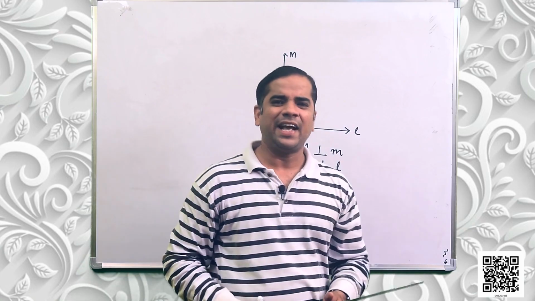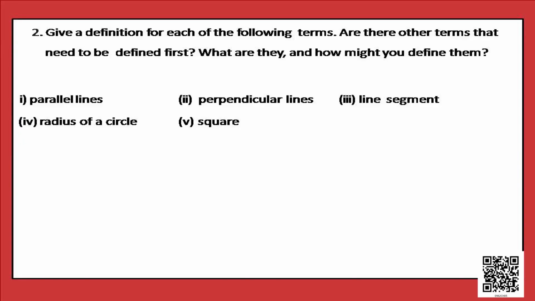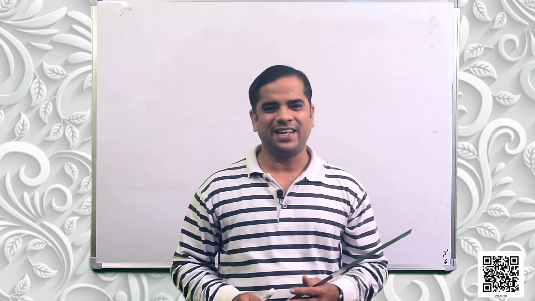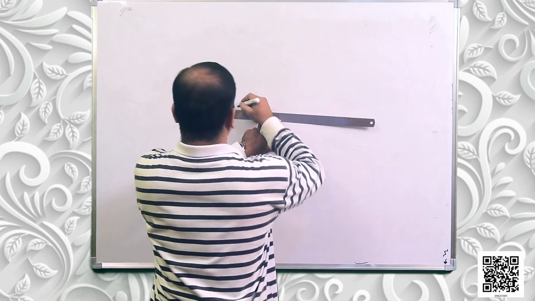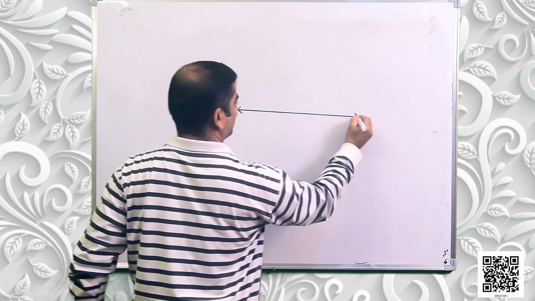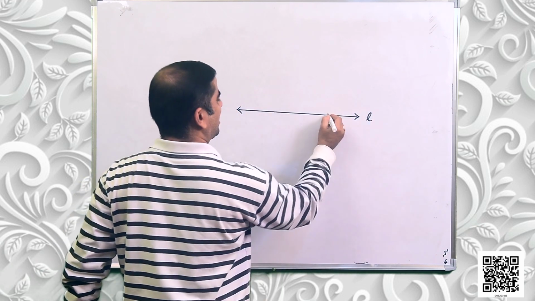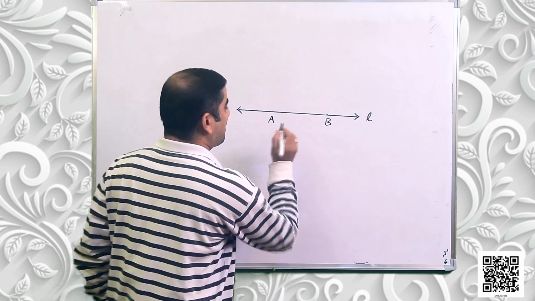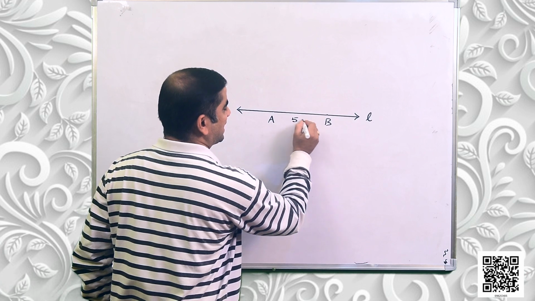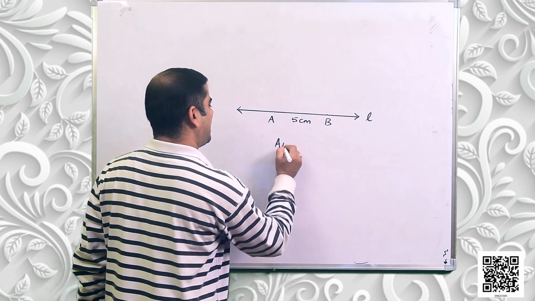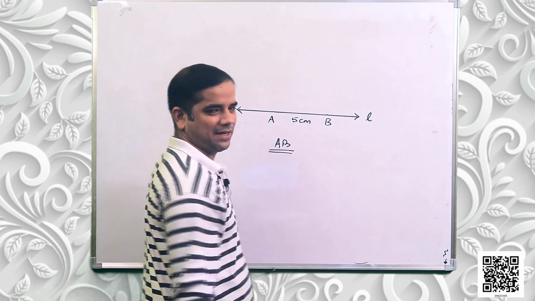Okay? Next is line segment. A line segment is a part of a straight line with a certain length, isn't it? So, suppose there lies a line L and A and B are 2 points lying on this line, having a distance of 5 centimeters between each other. So, I can say that AB is a line segment.